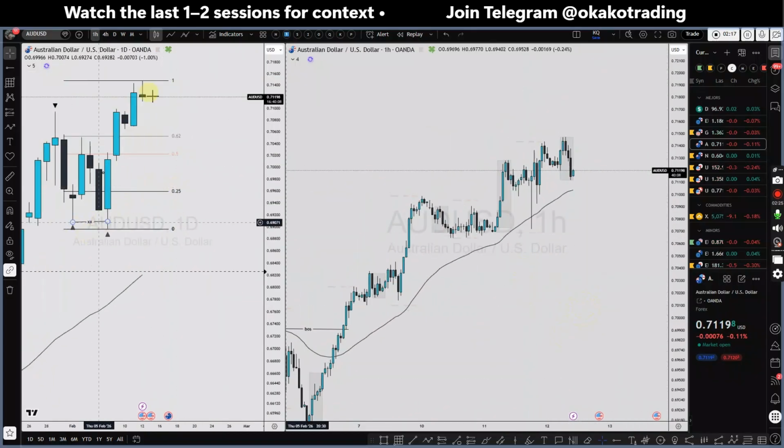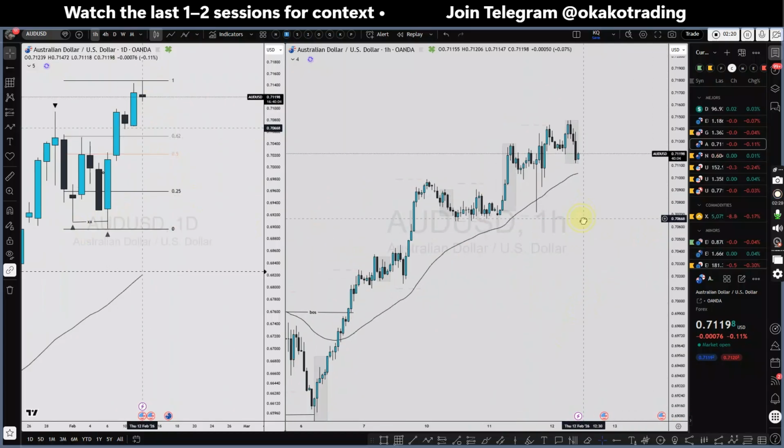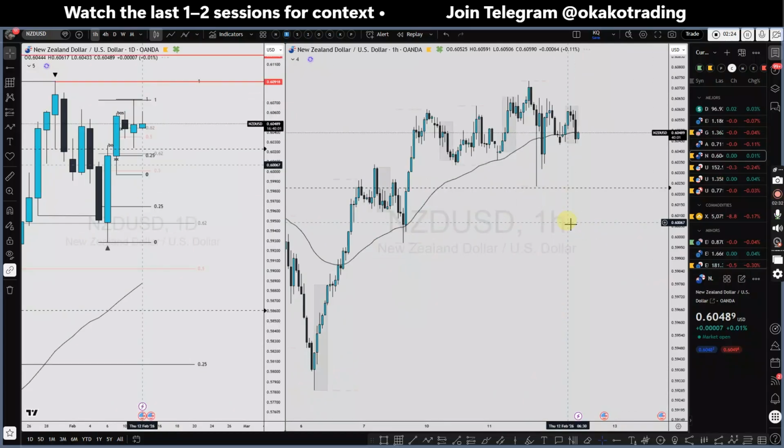AUD USD, we are just impulsing towards upside, and I'm just waiting for a deeper correction in daily time frame so that we can start looking for longs.